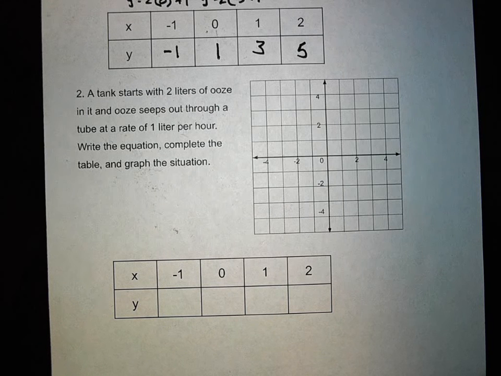Let me see. A lot of you are going to it, but think about what you're doing. The negative. You start with 2 liters, right? It would be going negative. You're losing a liter per hour. It's negative. Positive, negative. So then.